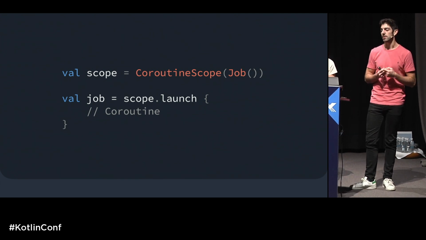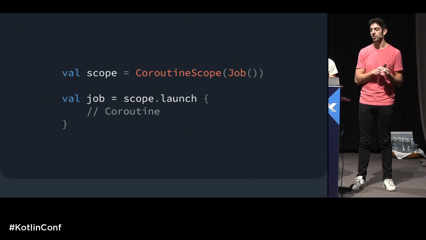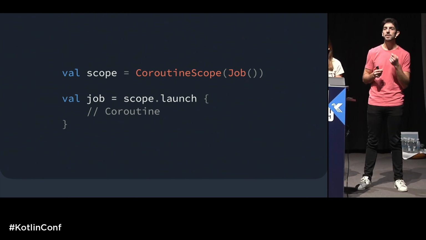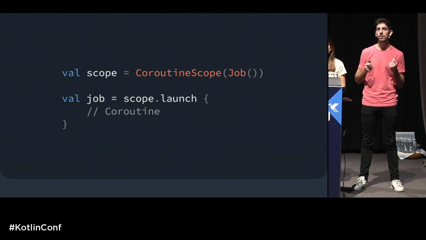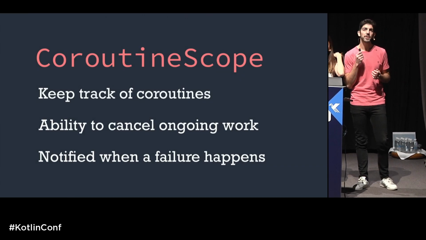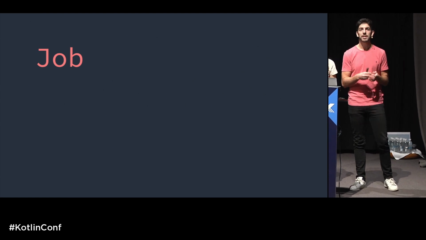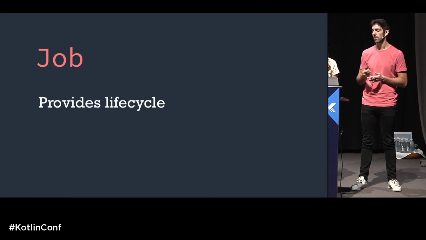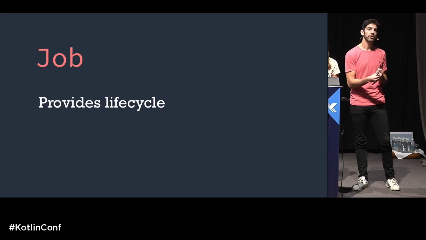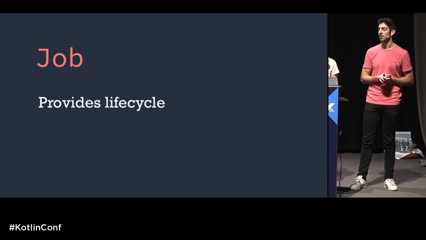And if you notice, there is a job that is returned by the launch call, and also there is a job in the coroutineScope. So what is a job? A job is the handle to that coroutine, the handle to that ongoing work. It's going to model the life cycle of the coroutine. You will be able to wait for it to finish, or you will be able also to cancel it.